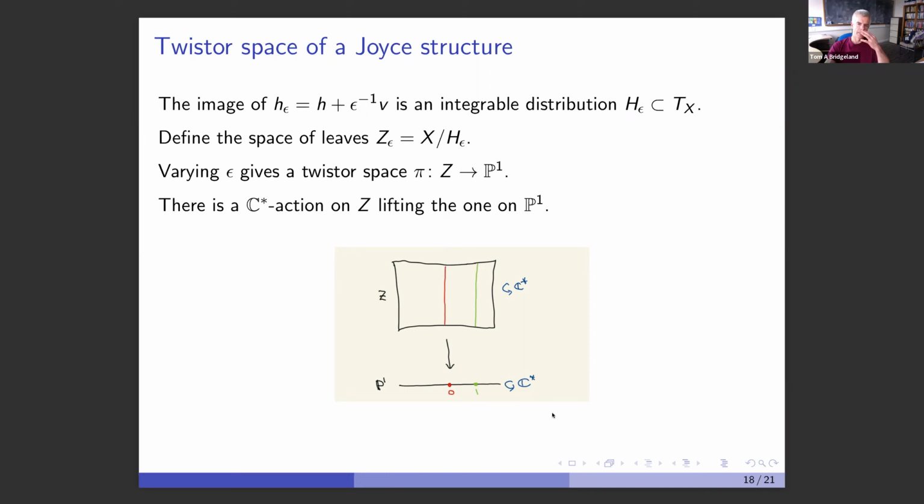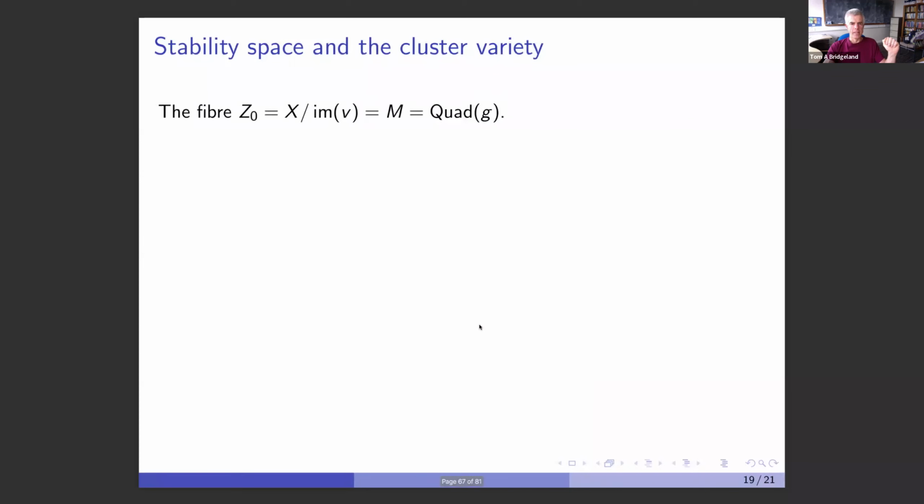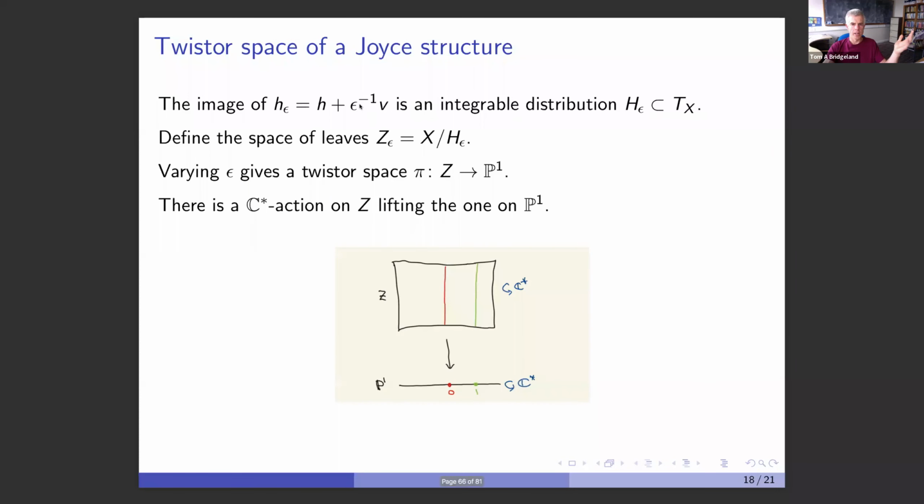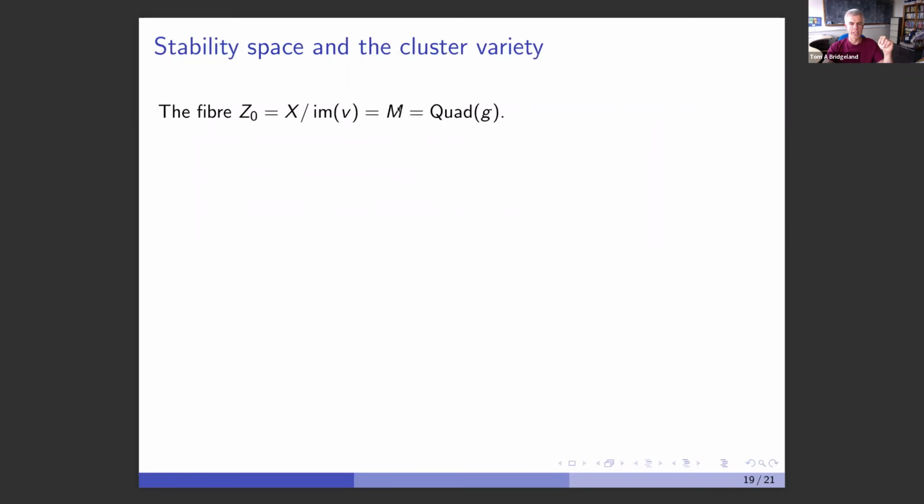Okay, so you have this twistor space, and it would be interesting to try to understand this in these examples. So, well, you always for free get that the fiber Z0 is just the space you started with, M, because when epsilon is zero, you rescale, which is why this is a P1, and you basically are taking the quotient by the distribution V, but those are just the vertical tangent vectors. So when you mod out those, you really just get the base back. Remember, X is the tangent bundle of N. These are the vertical tangent vectors. So the quotient is just N.